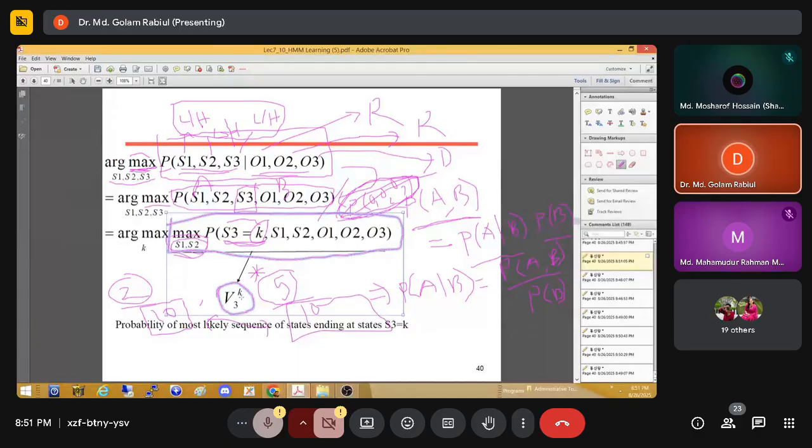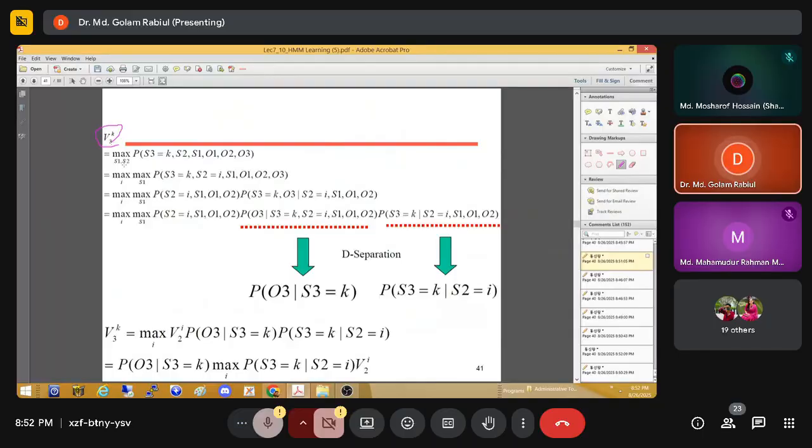Just a shortcut. Here we have assumed that instead of writing max over S1, S2 of the probability of S3 equal K, S1, S2, observation 1, observation 2, observation 3, we can just write V3 of K. It means max with respect to S1 and S2 of the probability of S3 equal K, S1, S2, observation 1, observation 2, and observation 3. And now we have this part here, that is argmax of K, and this is V3 of K. So V3 of K is the max over S1, S2 of this probability.